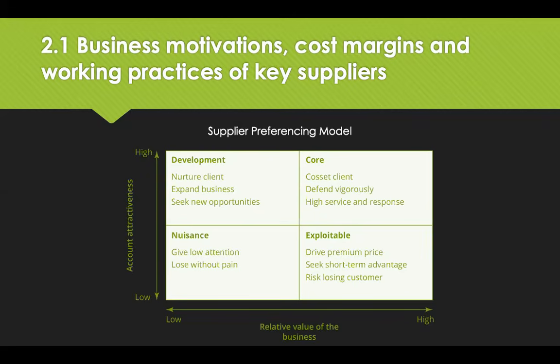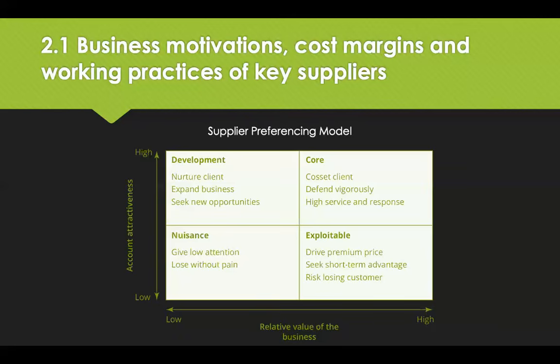The buyer's response might be to move into the core quadrant by rewarding the supplier's efforts with additional business. But the core quadrant, where you have an attractive account and you're spending lots of money, your response could be to review regularly to ensure the position as a core customer is maintained.